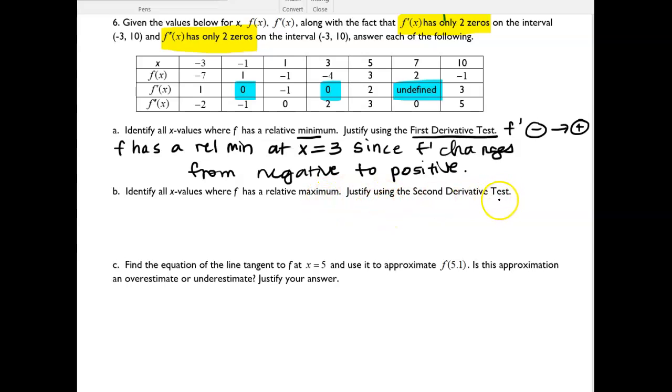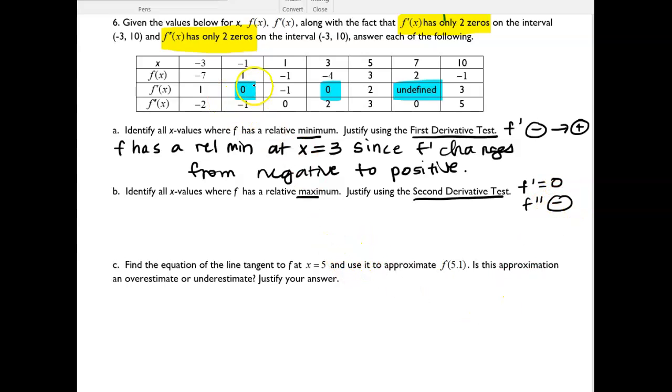Part B, it asks us to identify all the x values where f has a relative maximum, justify using the second derivative test. Now, if this told us to use first derivative test, we could say that there was a max at x equals -1 because the derivative changed from positive to negative. However, we are using the second derivative test, so we're going to have to use a different justification. So we're looking to see where f prime is equal to 0, and because this is asking for a relative maximum, I want f double prime to be negative or less than 0.